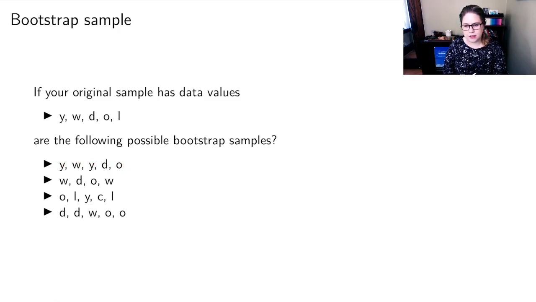And then I want to look and see if all of the values in the possible Bootstrap sample appeared in the original sample, because we're sampling from the original sample. So Y appeared in my original sample, W, it looks like I got Y twice, D appeared, O appeared. So this one is a possible Bootstrap sample. I'd like you to think about the other 3, and we'll talk about them for synchronous class.